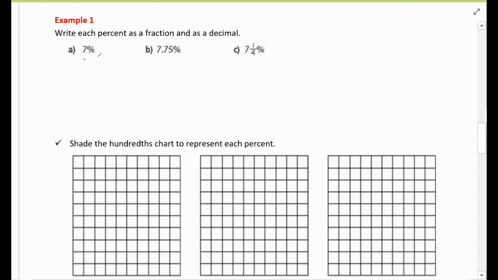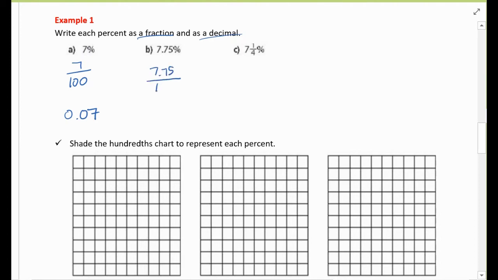7%. Let's change the 7% to a fraction first and then decimal. So to change this to a fraction, as I said, percent means out of 100. So we're going to get rid of percent and write it out of 100. So that's 7/100. And let's change this to a decimal number. So what you do is get rid of the percent sign, move 2 decimal places to the left. Then that's 0.07.